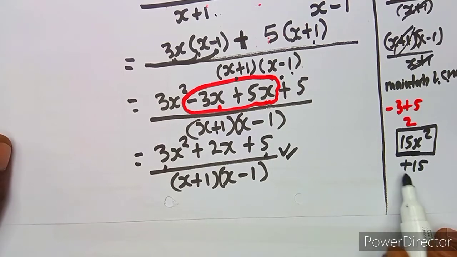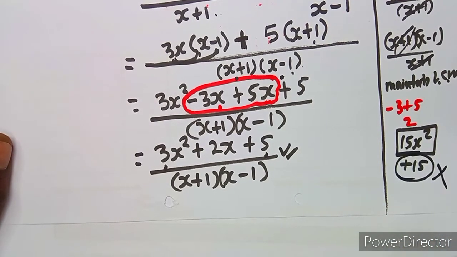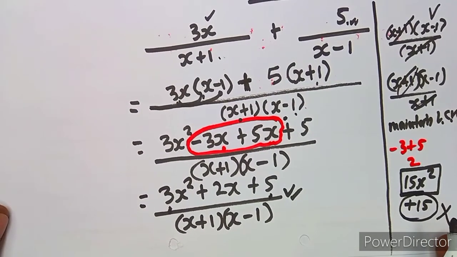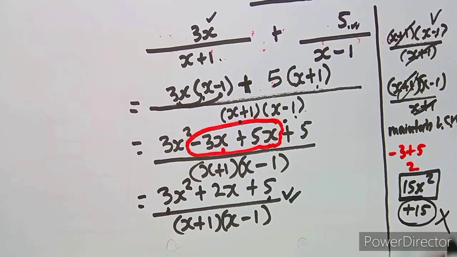So as you can see, that is actually impossible. They do not exist. There are no two numbers that you can multiply to get positive 15, guys, and add them to get a positive 2. So that means your answer is going to be left on this stage. That will be its simplest form.